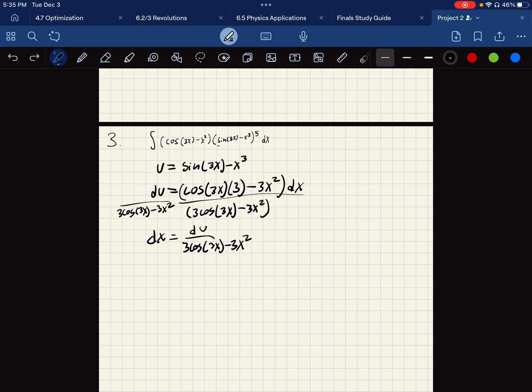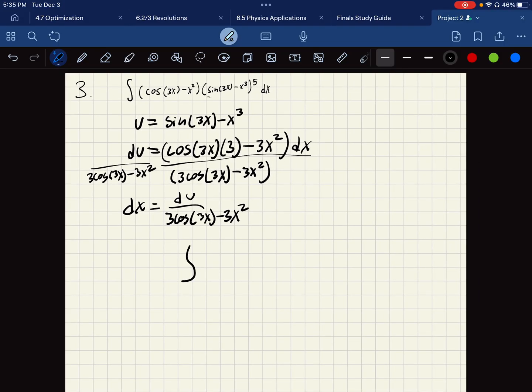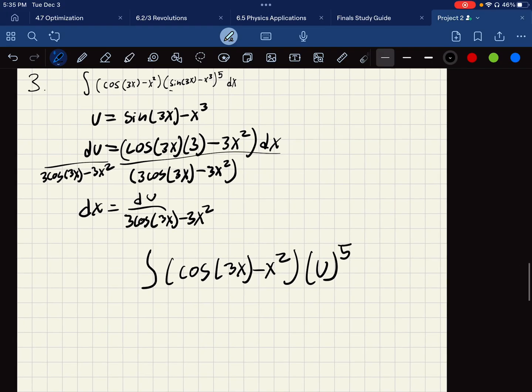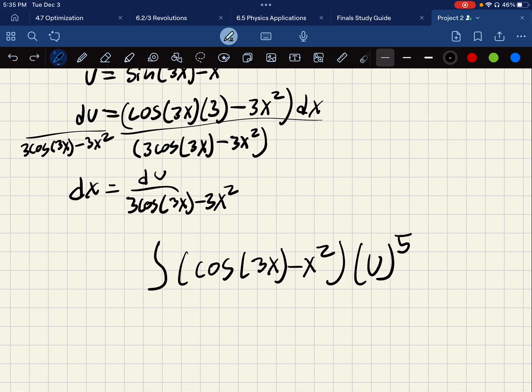Now we can plug this back in for our dx, and we can plug u in for that. Okay, so we're going to do integral of cosine 3x minus x squared, bam, times u to the 5th power, and then our dx value is this value right here. Easy. So you get du over. We're going to take 3 out because it has 3 right here. It has a greatest common factor. It'll just make it easier to cancel like that, just like we did in the first problem. So cosine of 3x, oh, forgot a 3 here, minus x squared.